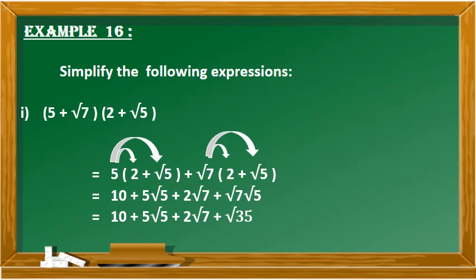Bring that plus down, 5 into root 5 is 5 root 5, plus 2 into root 7 is 2 root 7, plus root 7 into root 5, which gives you 10 plus 5 root 5 plus 2 root 7 plus root 35. You have to multiply the numbers that are inside the square root. So that's why you get it as root 35.